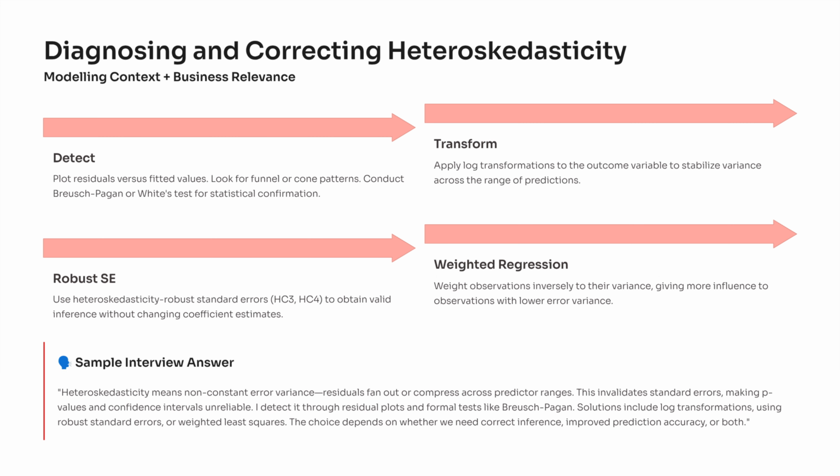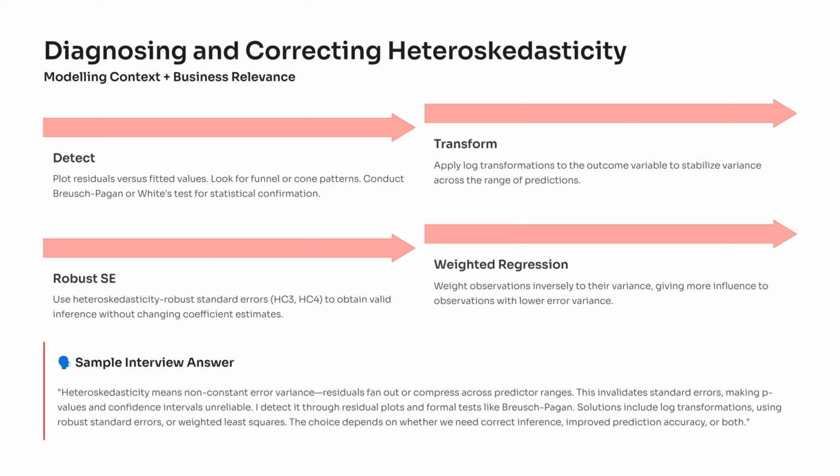Okay, so now you've spotted that widening funnel in your residuals. What do you do about it? First, you detect it formally. Plot your residuals versus fitted values. If you see a cone or fan shape, that's your visual clue. For statistical confirmation, you can run tests like the Breusch-Pagan or White's test.